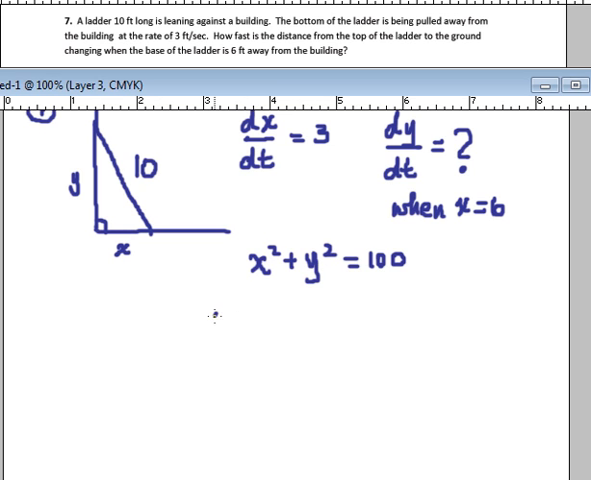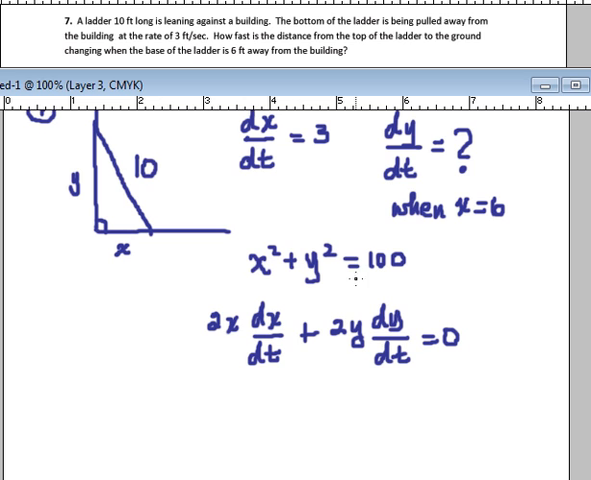Okay, so here we have 2x dx/dt plus 2y dy/dt is equal to 0. Now here I did not bother eliminating one variable before differentiating because the two variables are in separate terms. We don't have to use a product rule here. It's not difficult to differentiate this with respect to t.